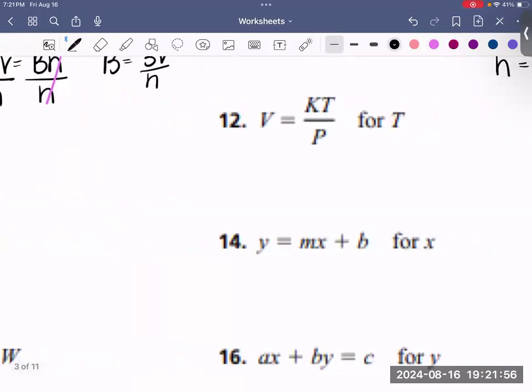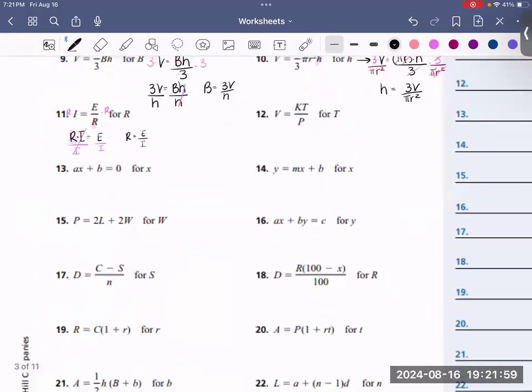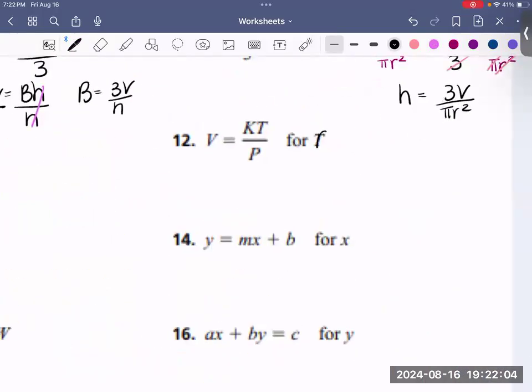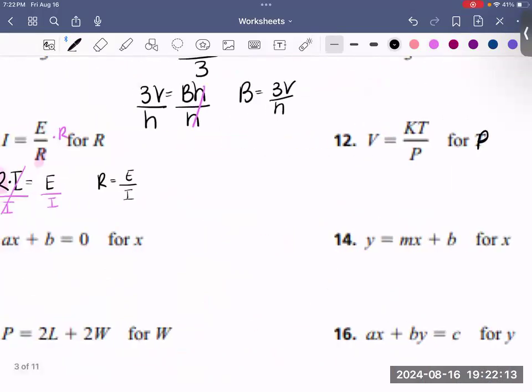Right, now let's try it again with, let's see, what's a good one? Actually, let's change this. Let's say we are going to be solving for P. To do the same thing as we did before, to get P out of the denominator quickly, we're going to be multiplying by P. So you have PV is equal to KT. P is now being multiplied by V, so the opposite of multiplication is division. So P is equal to KT over V.